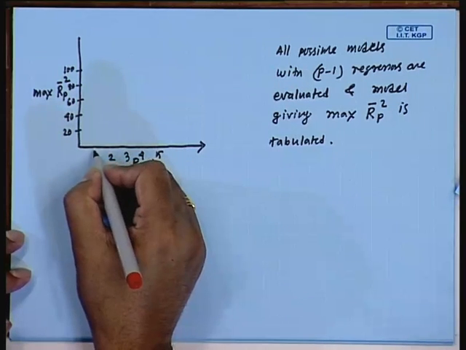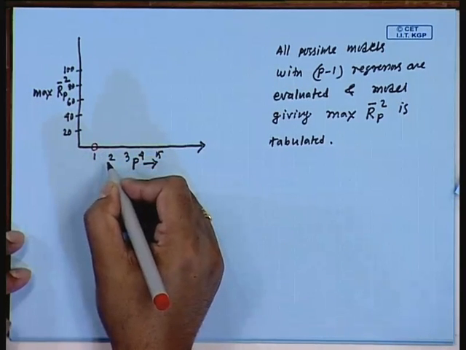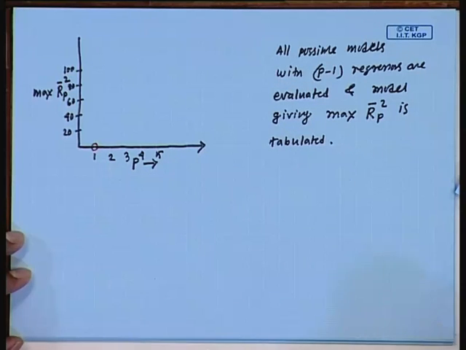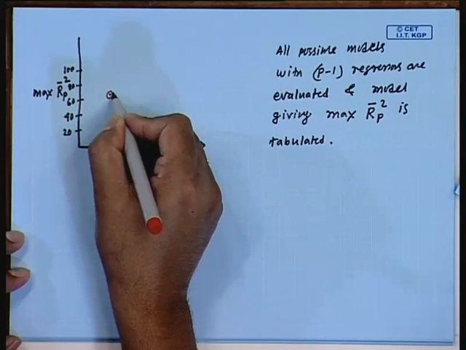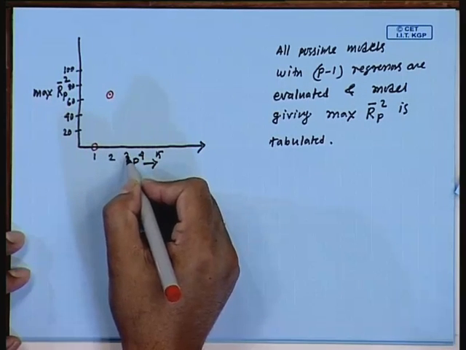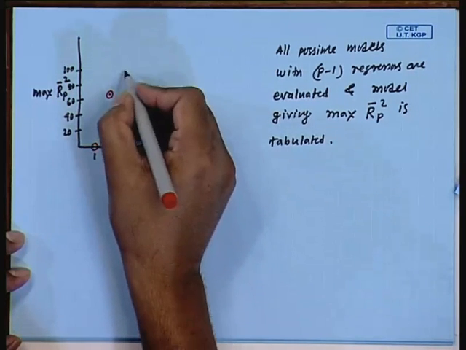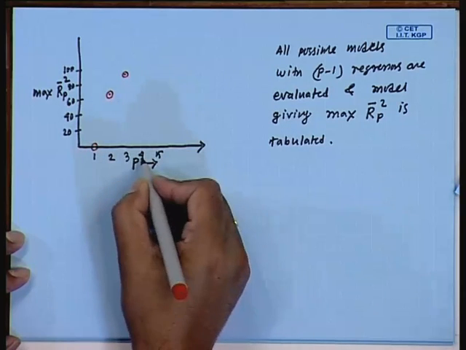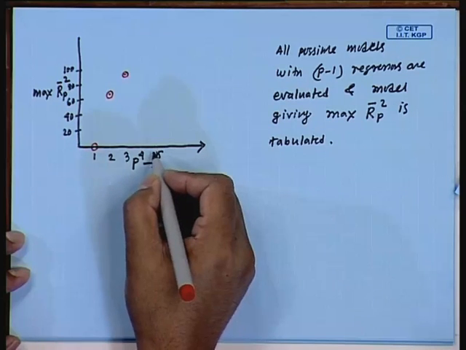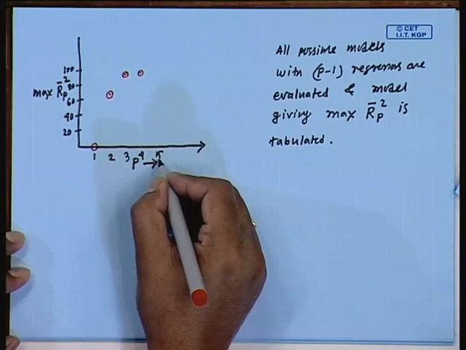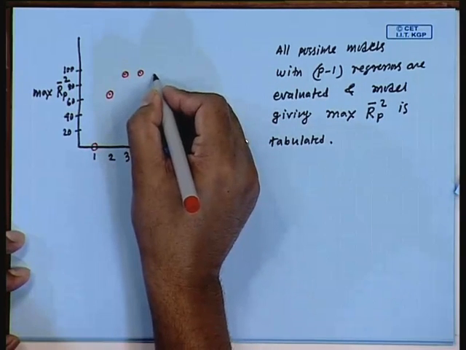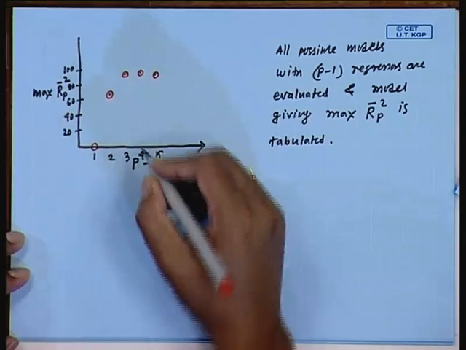So, for p equal to 1 it is 0, for p equal to 2 it is 64.5, so somewhere here. For p equal to 3 the value is 97.5, so it is somewhere here. For p equal to 4 the value is 97.6, and for p equal to 5 it is 97.3.